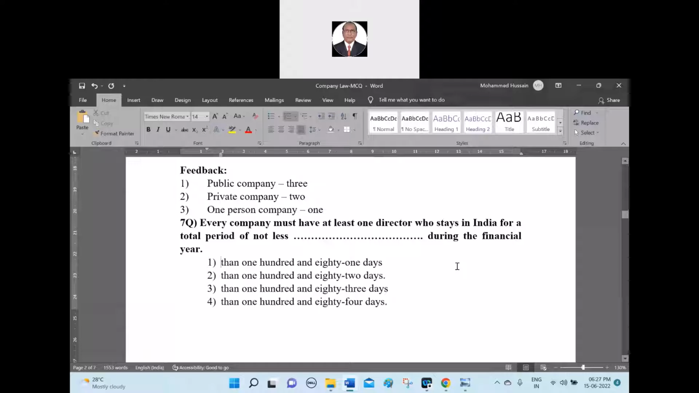Seventh question. Every company must have at least one director who stays in India for a total period of not less than dash during the financial year. Number one, not less than 181 days. Number two, not less than 182 days. Number three, not less than 183 days. Number four, not less than 184 days. So among the four options, which option is the right option?